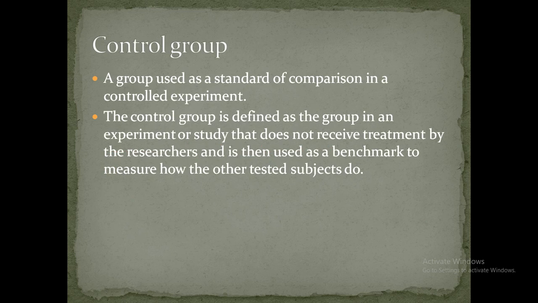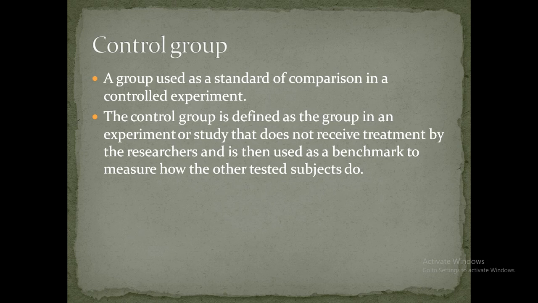Control group. A group used as a standard of comparison in a controlled experiment. The control group is defined as the group in an experiment or study that does not receive treatment by the researcher and is then used as a benchmark to measure how the other tested subjects do.